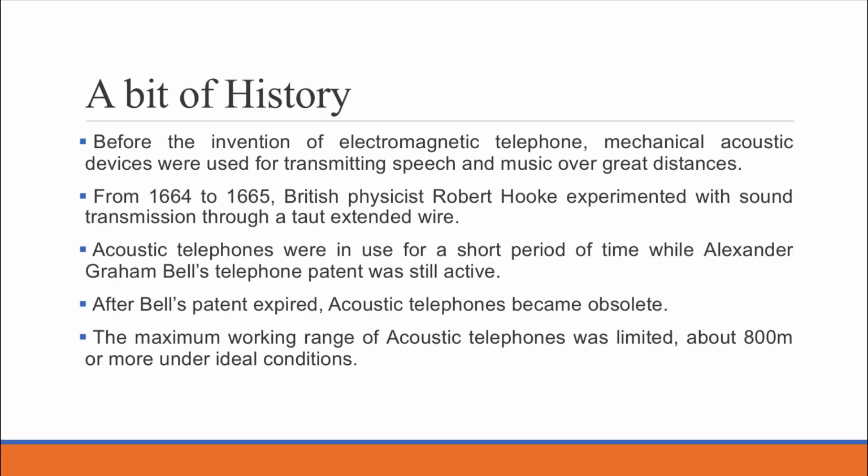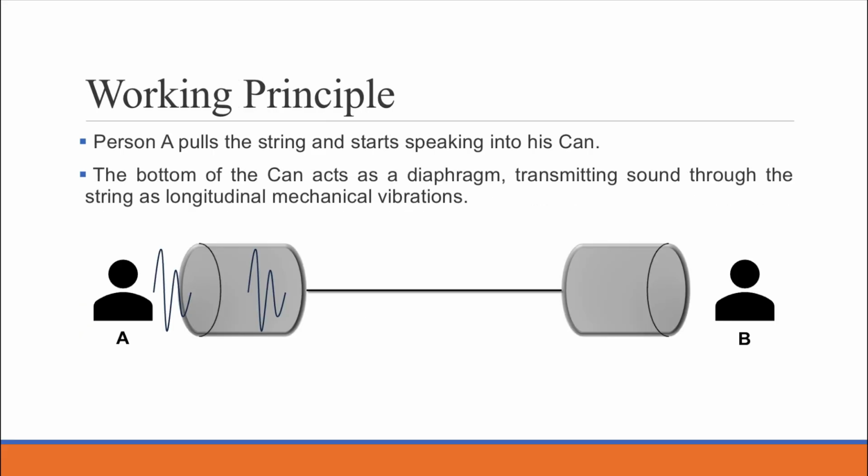Now, the reason why, because these devices served as a niche competitor because they didn't fall within the scope of Graham Bell's patent protection. But after Bell's patent expired, dozens of telephone companies flooded the market, so acoustic telephone manufacturers couldn't keep up with the competition and they went out of business. So they became obsolete. The maximum working range of acoustic telephones was limited, so about 800 meters or more under ideal conditions. So let's talk about the working principle of a simple tin can telephone.